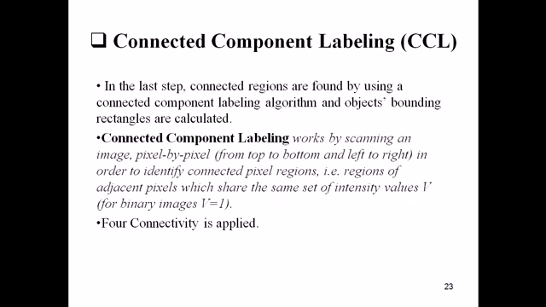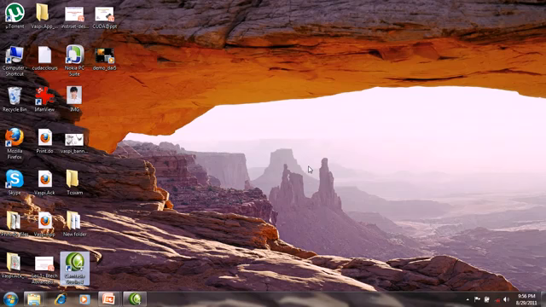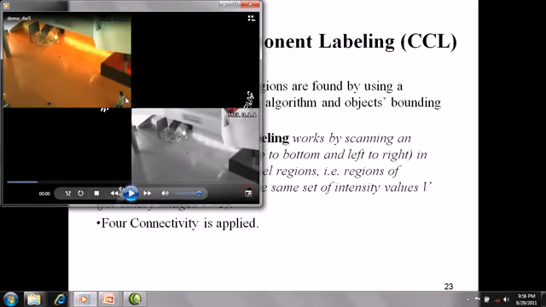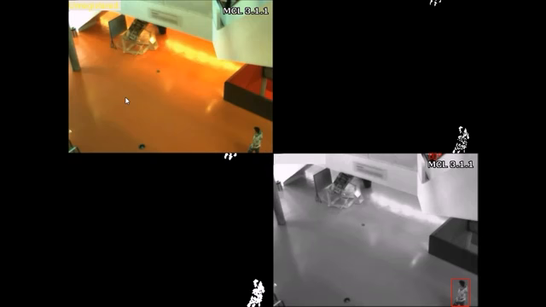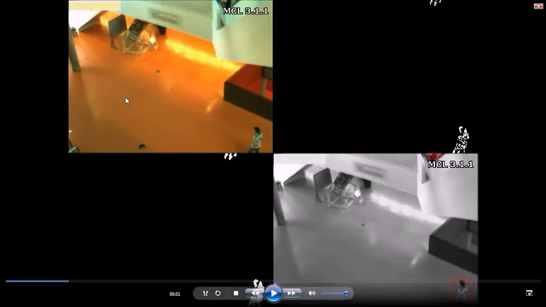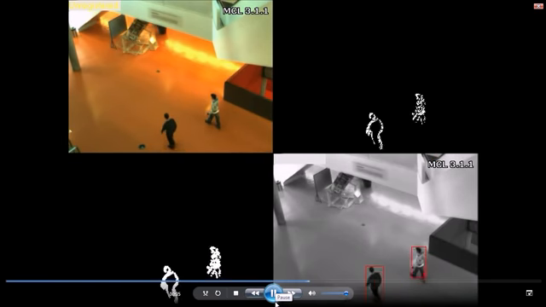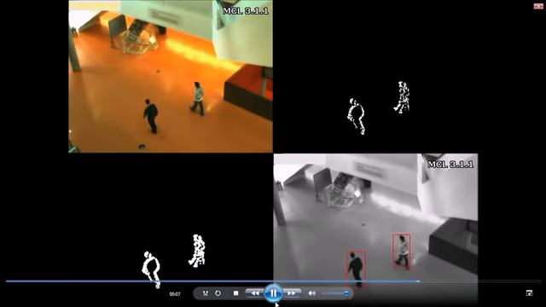Coming to our project video, it consists of 4 frames. In these 4 frames, the first frame corresponds to the input frame, the second frame after background subtraction, the third frame after morphological operations, and the fourth frame the final output after CCL, connected component labeling. This is our project video. These 4 frames run simultaneously. This video is done using MATLAB.